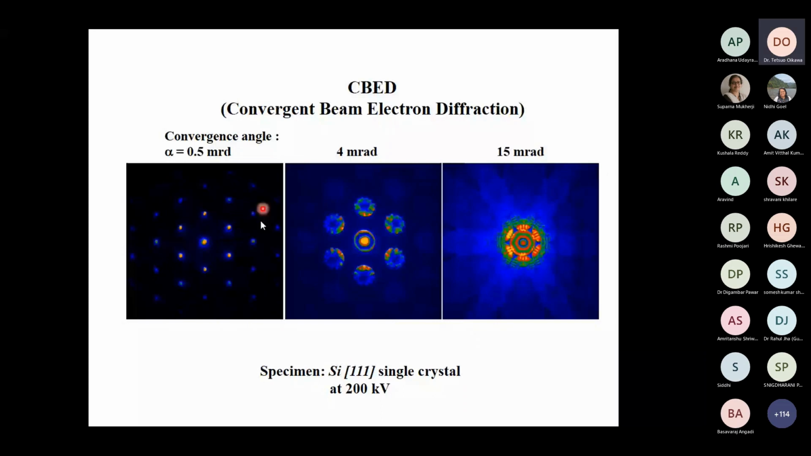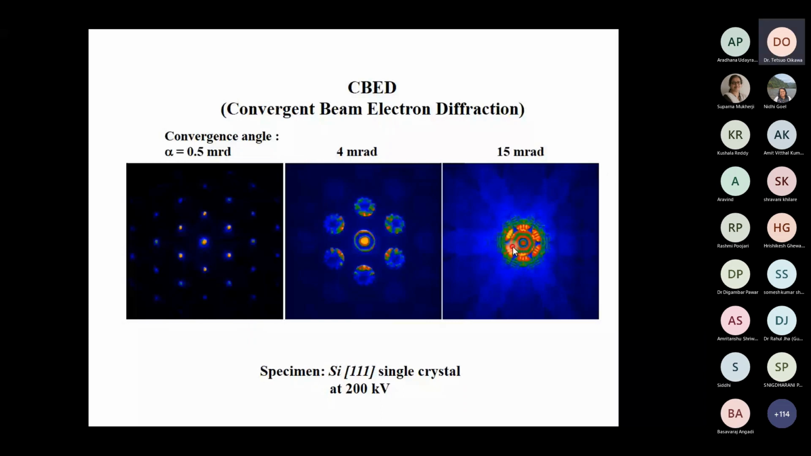The middle one is a 4 milliradian beam diameter. So the diffraction pattern becomes a disk size like this. Disk diameter corresponds to the convergence angle. And increasing the convergence angle to 15 milliradian like this, the disk size is bigger than the d-spacing scattering angle. Then the diffraction spots, the disks, are overlapped like this.